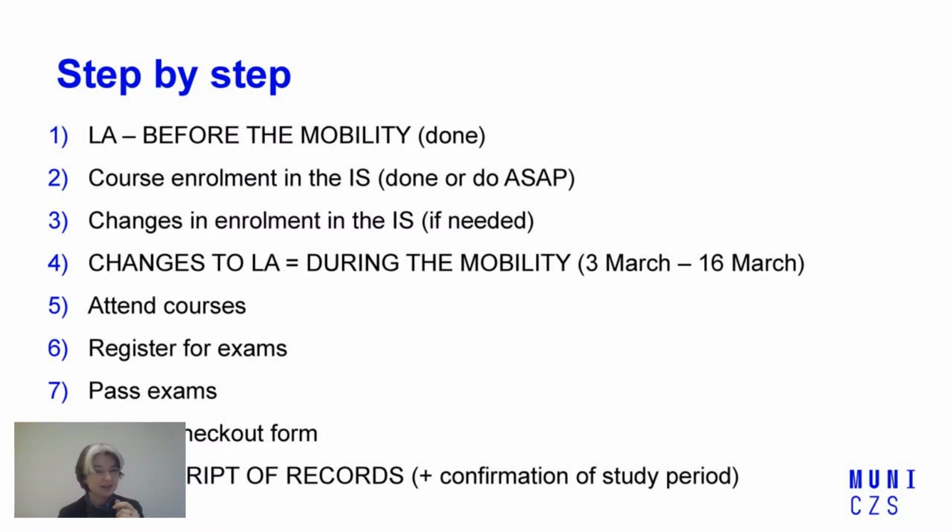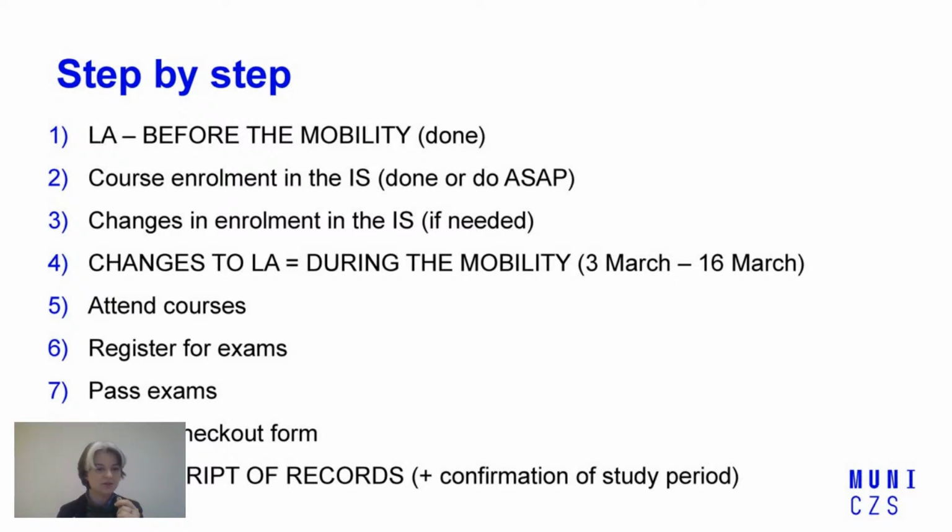because the idea is that when you leave our university, you have a transcript of records, right? With all of the courses that you took and all of the grades that you got from these courses. And the courses that you have on this transcript should correspond with the courses that you have in the learning agreement. So that's why you need to make changes to make sure that the learning agreement is the same as the transcript of records. Then, starting next week, you attend your courses.